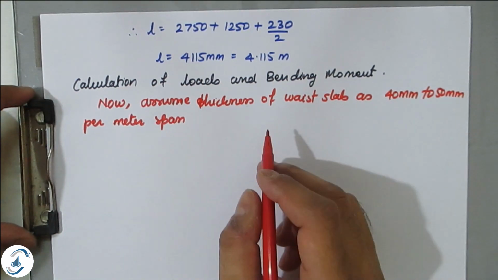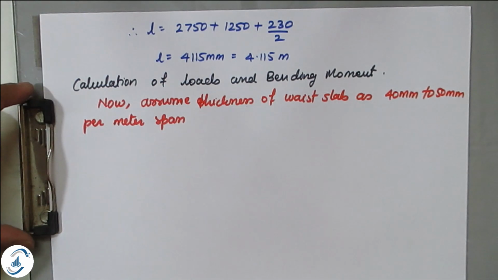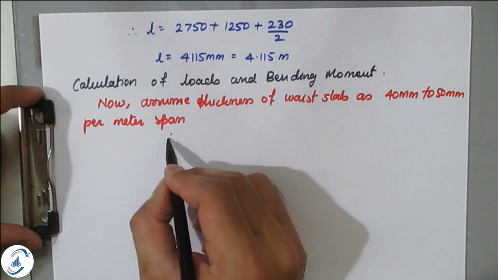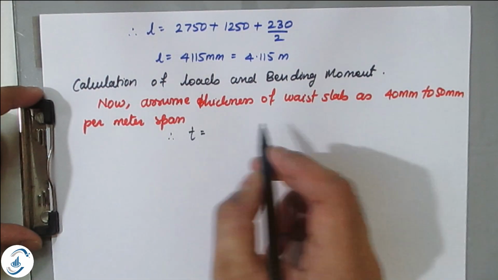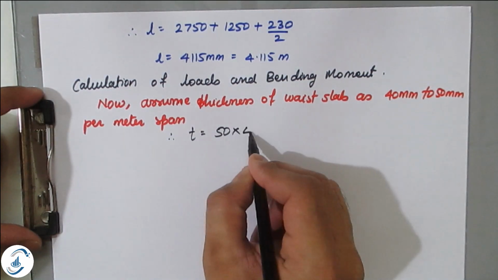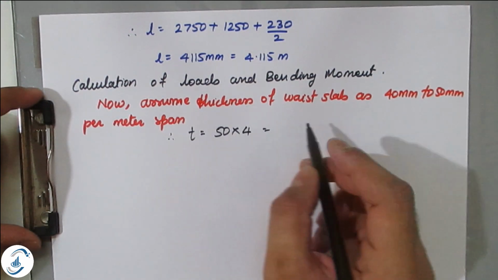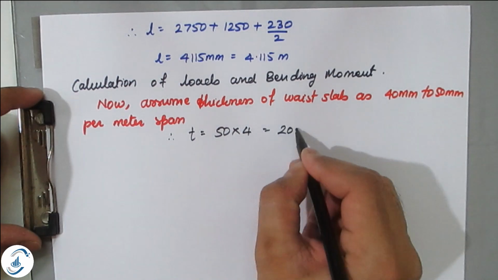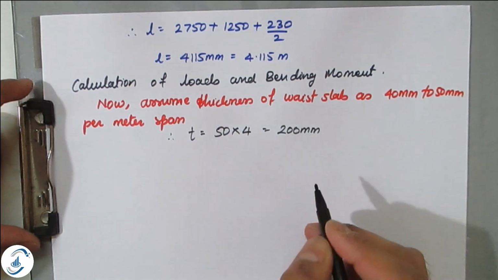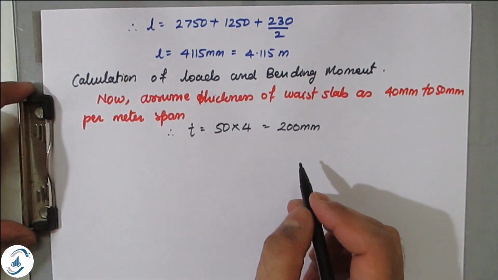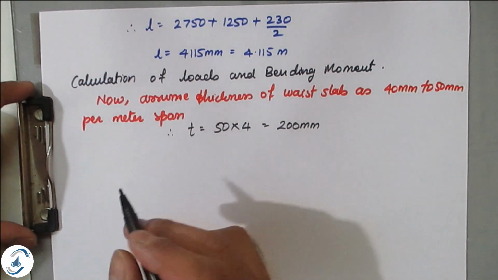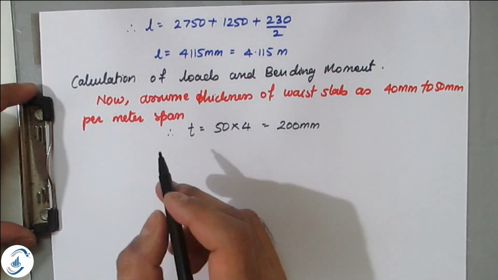Now in this case we will assume 50 mm. Therefore the thickness we will assume as 50 mm into 4 meters, that comes out to be 200 mm, which is quite a good thickness for the waist slab. So now we can calculate the dead weight of waist slab.